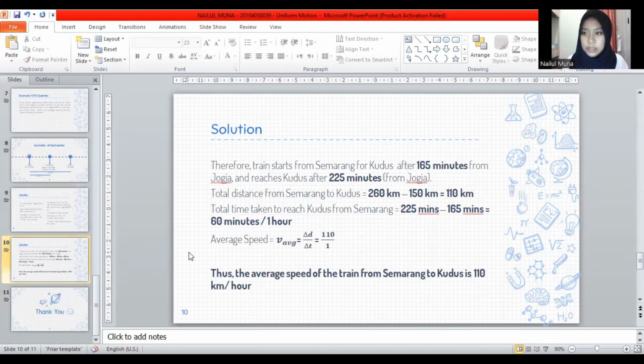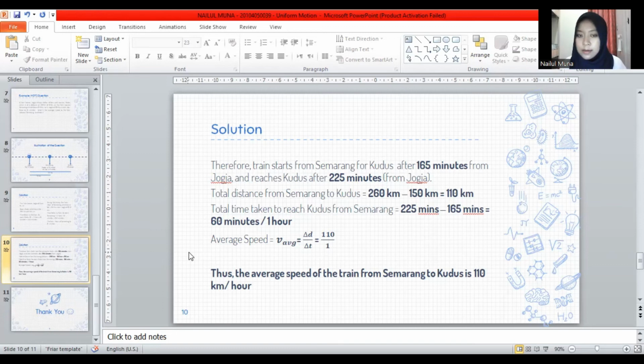So this is the conclusion. Therefore, the train starts from Semarang for Kudus after 165 minutes. And the train reaches Kudus after 225 minutes. So the total distance from Semarang to Kudus is 110 kilometers. So the total time that taken to reach Kudus from Semarang is 60 minutes or an hour.